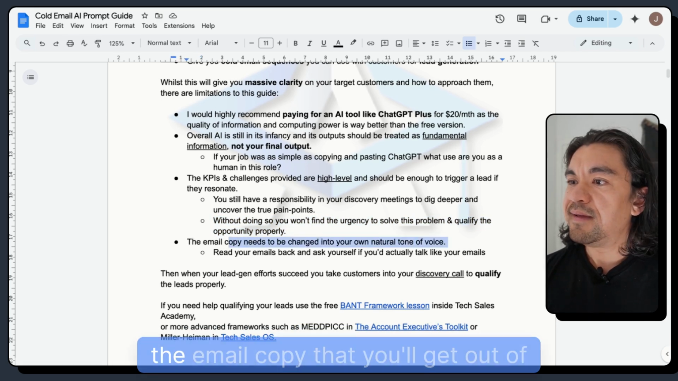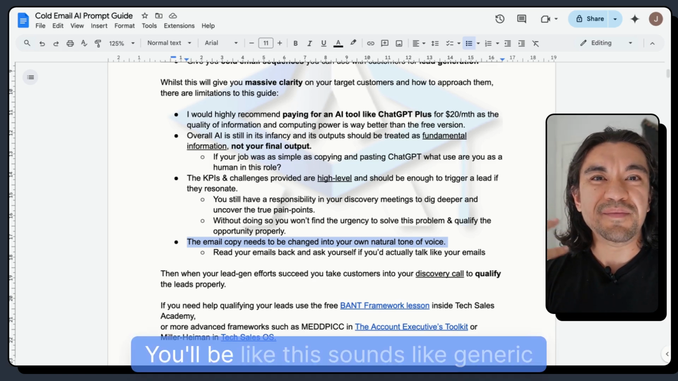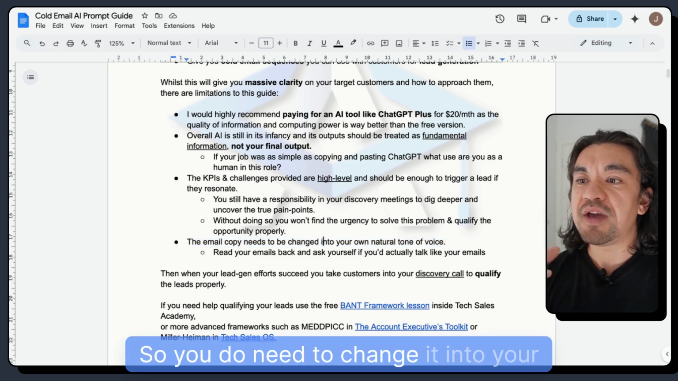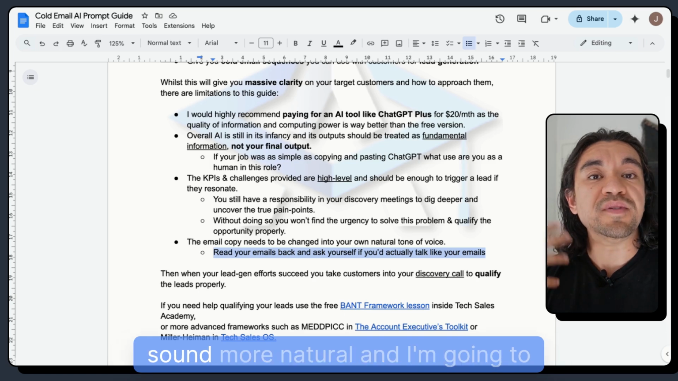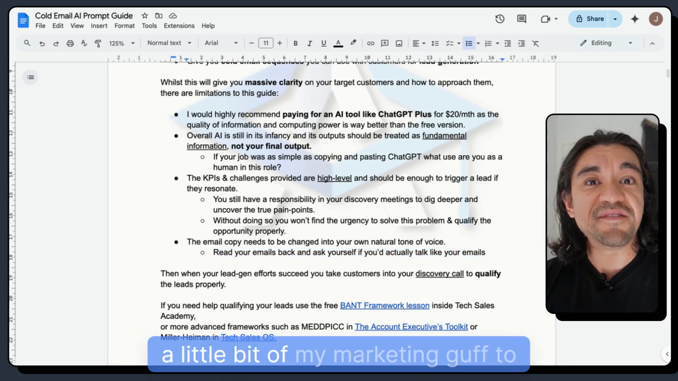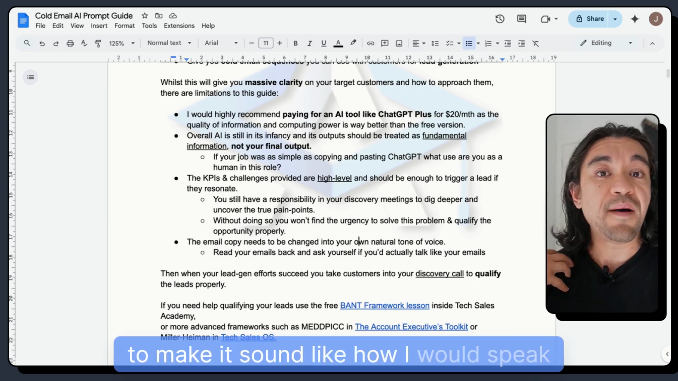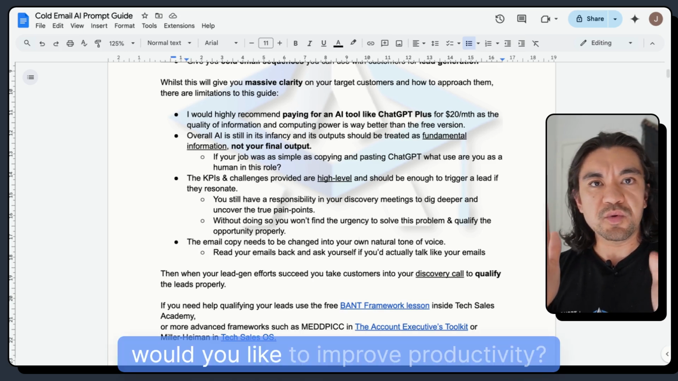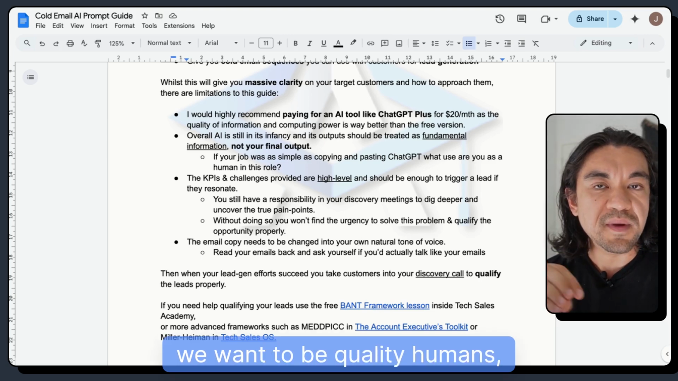Like we said, the email copy that you'll get out of this will be robotic. It won't sound like you. You'll be like, this sounds like generic marketing speak to a degree. So you do need to change it into your own natural tone of voice. We will be editing the email outputs to sound more natural, and I'm going to throw in a bit of pizzazz, a little bit of my marketing guff to show you how I would punch up the emails to make it sound like how I would speak to customers and make it sound more human as opposed to, hello sir, would you like to improve productivity? We don't want to be that person. Again, we want to be quality humans, not robots.